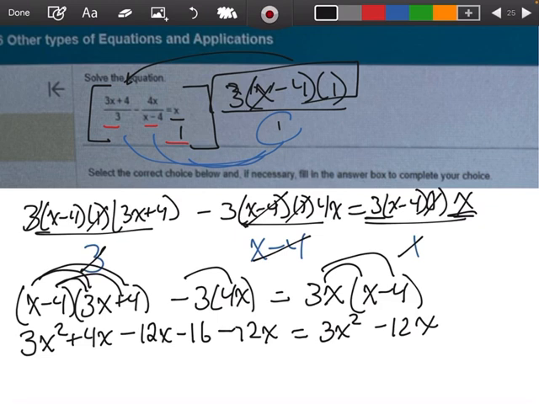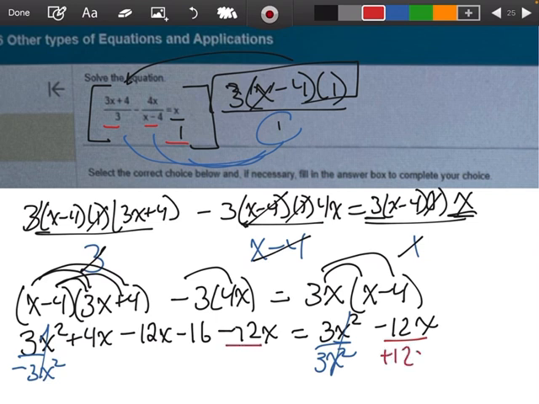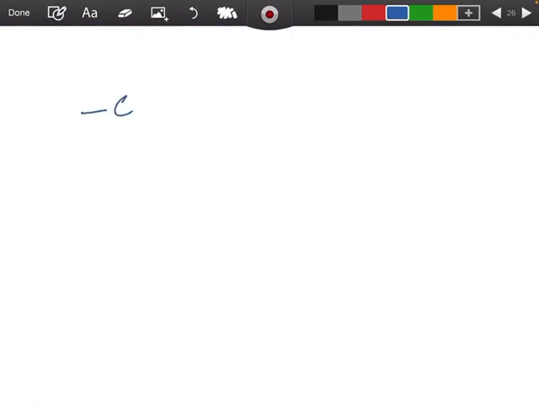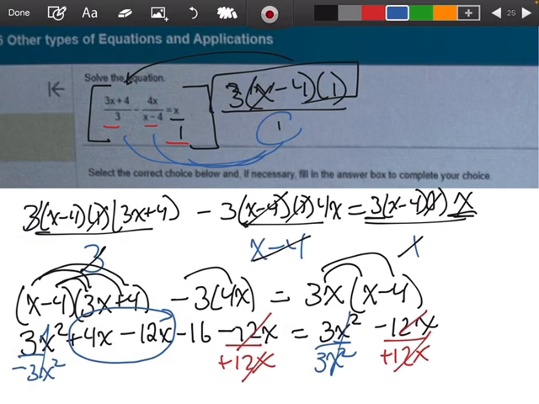Now we're gonna start combining like terms. Before I do that, the first thing I noticed is there's a 3x squared here and another one on that side. If I subtract those 3x squareds, they cancel out. The other thing to notice is there's a minus 12x here and a minus 12x here. If we add 12x to both sides, those would also cancel out. Let's combine what we can: positive 4 minus 12 should be a negative 8x.